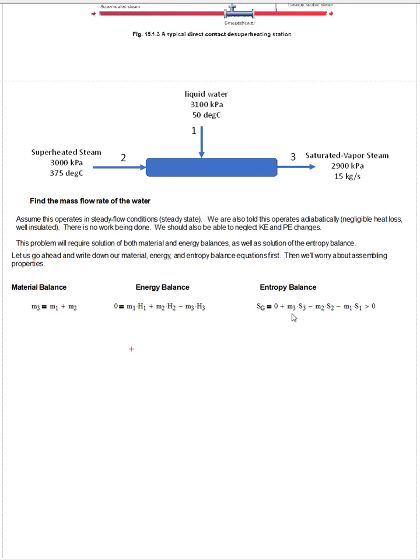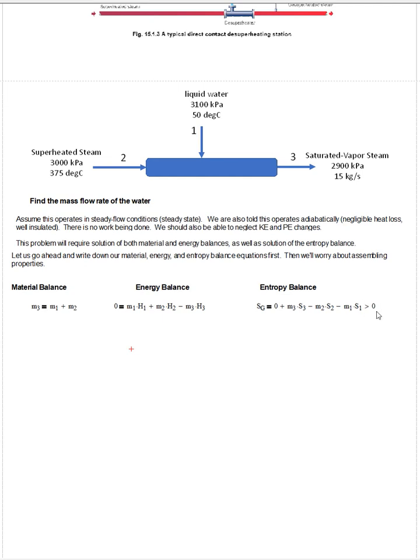Now, this is where it's a little different. Your entropy balance is a little different from here. So here we have our output as positive. So this is our M3 times S3 minus our inputs. All right, so go over the derivation of those equations again if this is confusing to you. But you need to remember that our entropy balance is a little different than our energy and material balances because of the fact that entropy is not conserved.